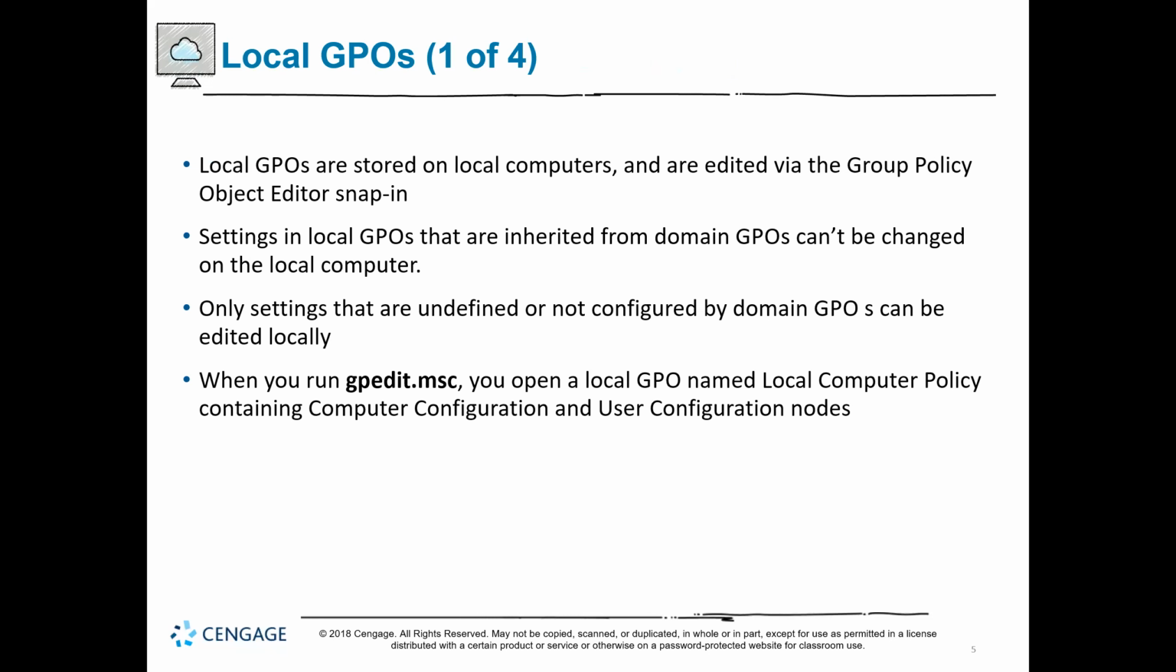So first, we're going to start off with local GPOs. Local GPOs are stored on local computers, which is why they're called local GPOs, and edited via the Group Policy Object Editor snap-in. Settings in local GPOs that are inherited from domain GPOs can't be changed on the local computer. Only settings that are undefined or not configured by domain GPOs can be edited locally.